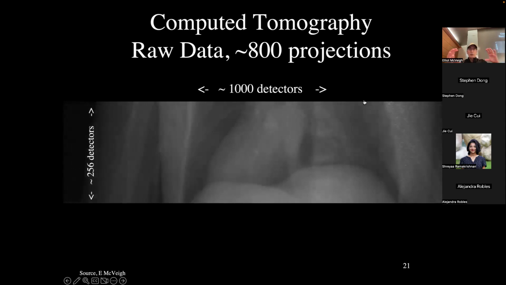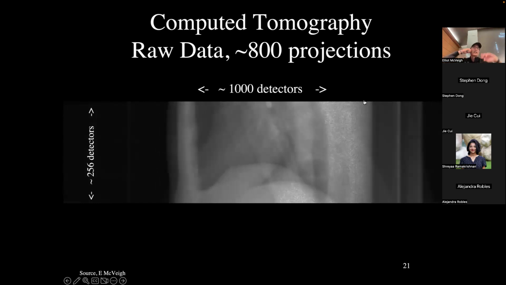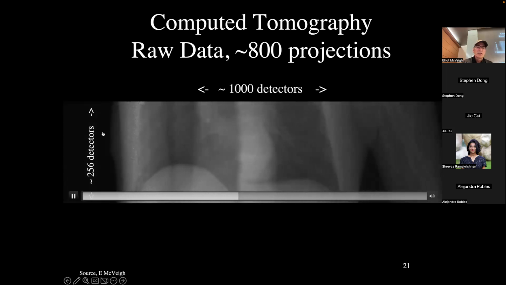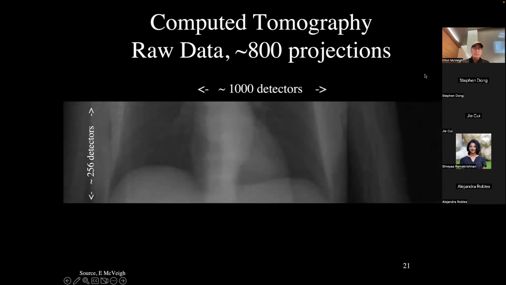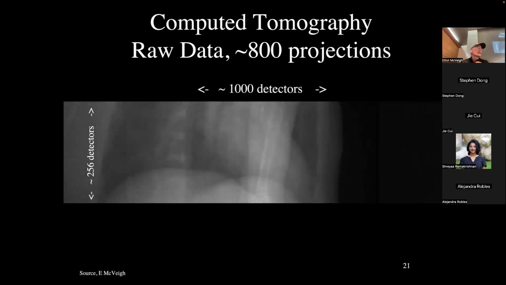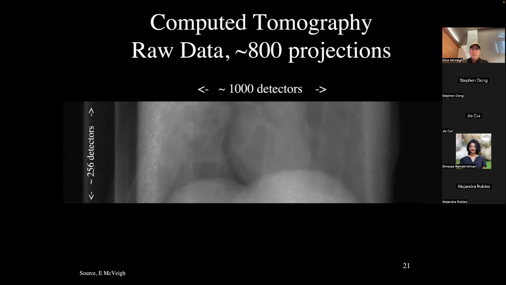So it's rotating because the detector and source are rotating and getting different views around the patient, right? There's 256 pixels in this direction. There's about 1,000 in this direction. And that's the modern CT scanner uses that kind of geometry to pick up all of these projections such that you can make the picture.